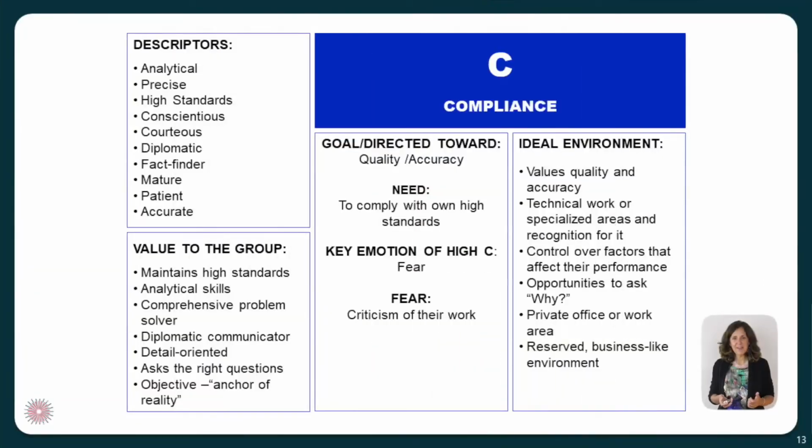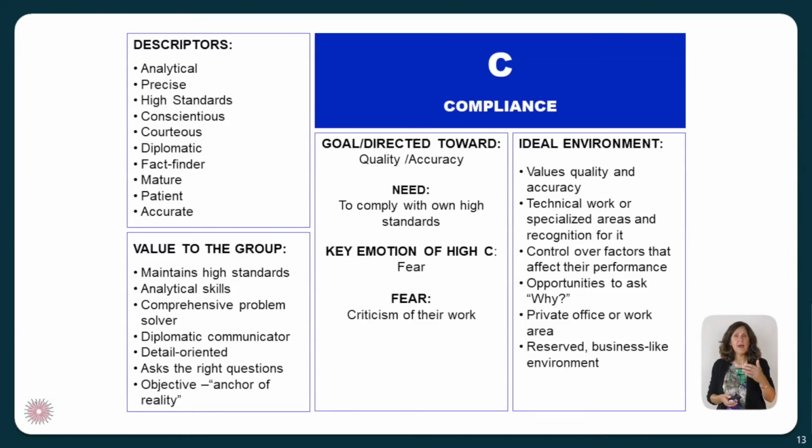The descriptors for a C include analytical, precise, high standards, conscientious, courteous, diplomatic, fact finder, mature, patient, and accurate. The value that C's bring to a team are they really have high standards and they want to make sure that those standards are adhered to. Very finely developed analytical skills as well. They are comprehensive problem solvers. They're diplomatic in how they communicate, very detail oriented. They tend to ask the right questions, and they are the anchor of reality.